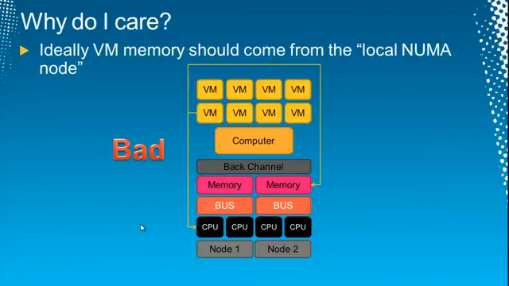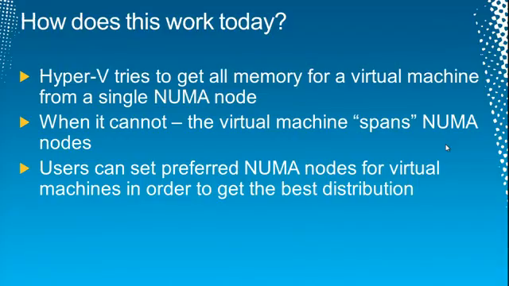However, it can happen that if available resources aren't on the NUMA node that the virtual machine is running on, it will span. So as you can see, this virtual machine is grabbing CPU from this NUMA node and memory from that NUMA node. That can be bad. You can see performance degradation when that happens. So again, by default, Hyper-V always tries to get the memory from a single NUMA node. It tries to avoid NUMA spanning if possible. When it cannot, it can span NUMA nodes.